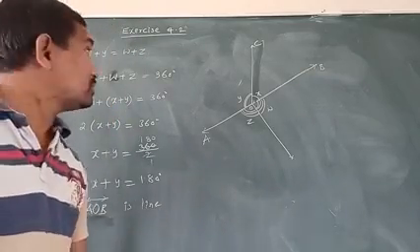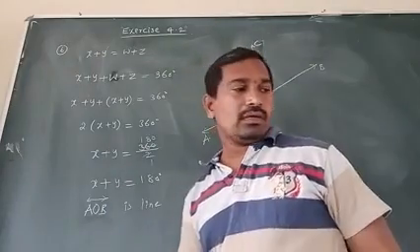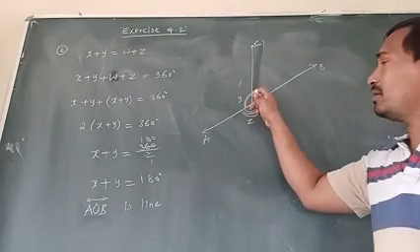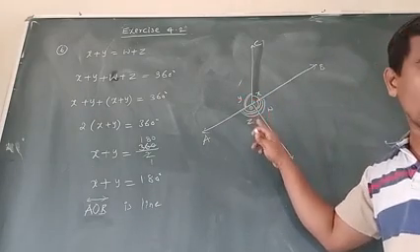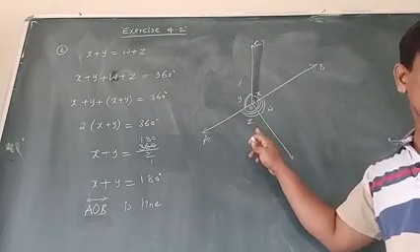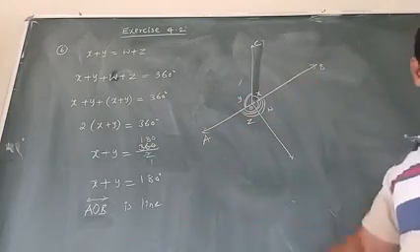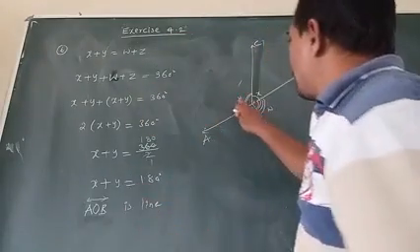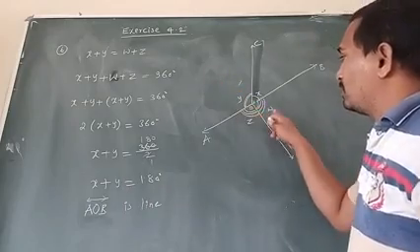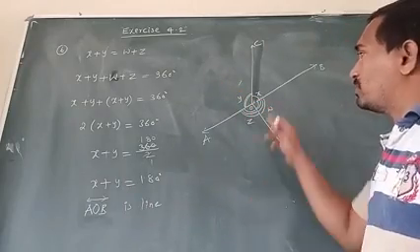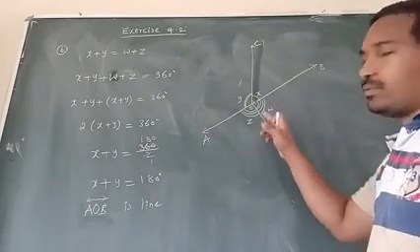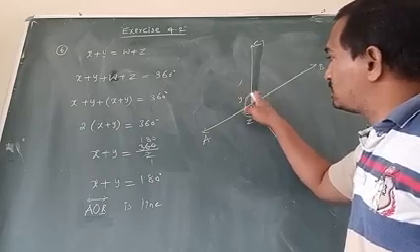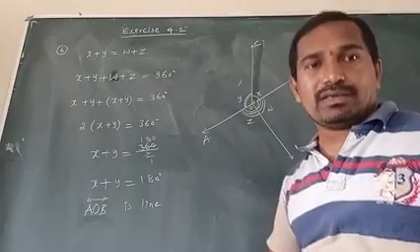See children, next, the sixth problem. In the given figure, x plus y equals w plus z. Then prove that AOB is a line. Okay. So here, what is given? x plus y equals w plus z. We have to prove AOB is a line. To prove AOB is a line, we prove that the sum of these two angles is 180.